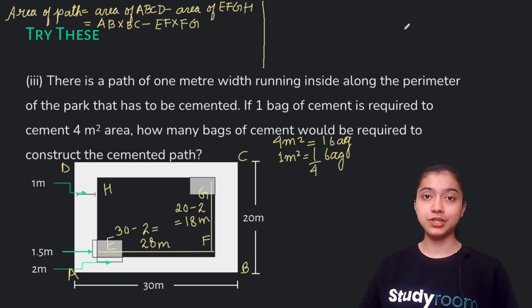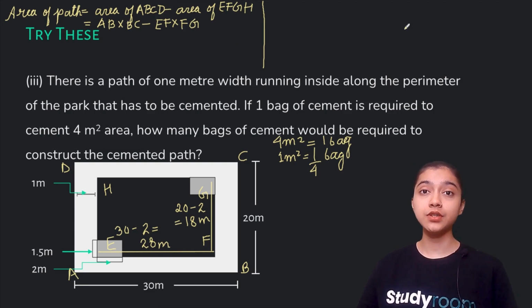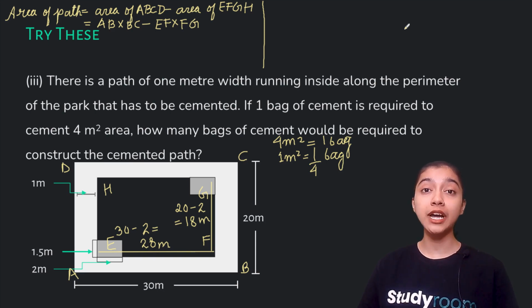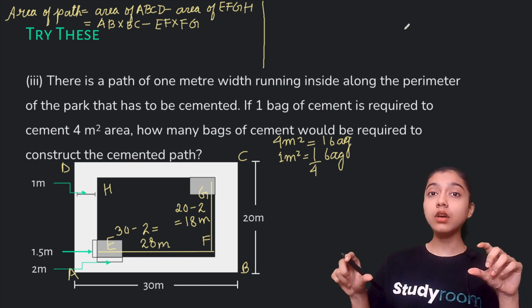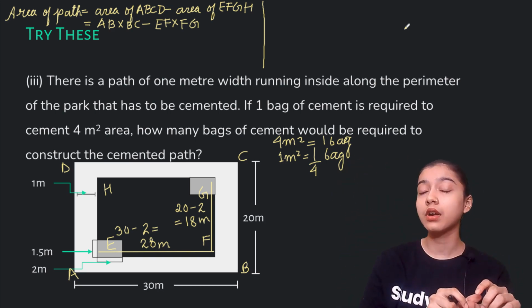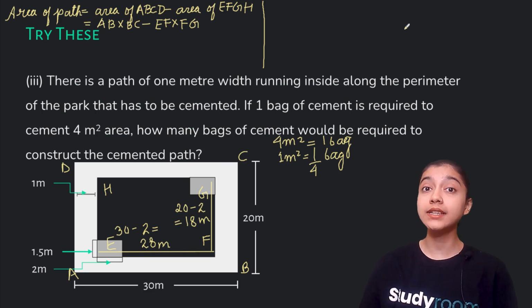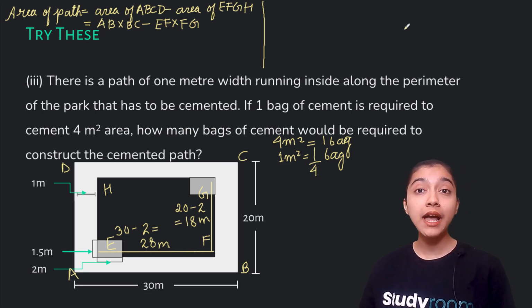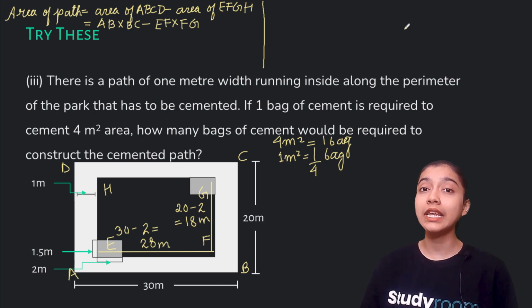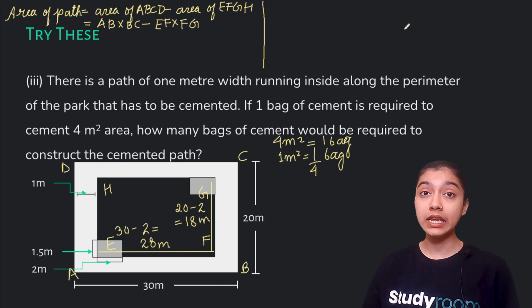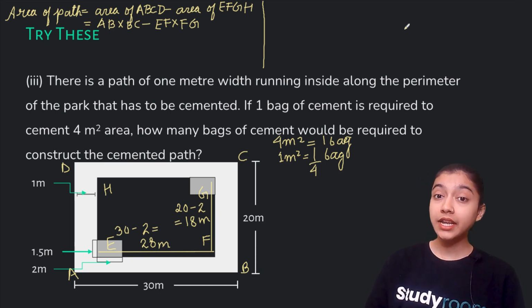Moving on to the next question. The next question that has been given to us is that we have a park ABCD and a path of 1 meter width is constructed all along the inside of this park. Now what we have to calculate is the number of bags of cement that is required to construct the cemented path, given that 1 bag of cement is capable of covering an area of 4 meters square.